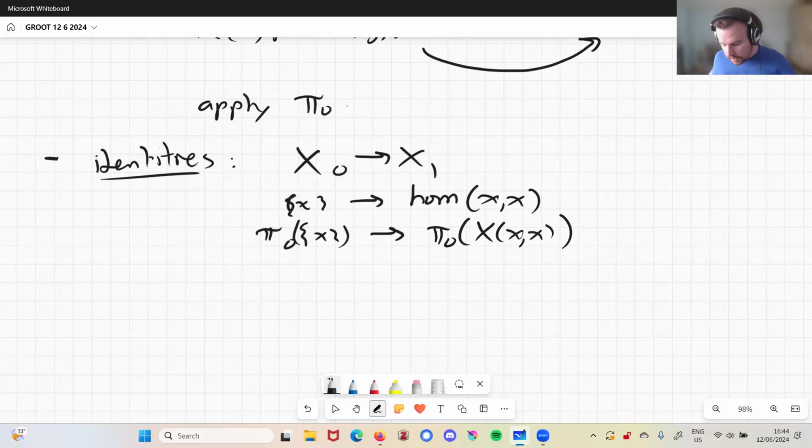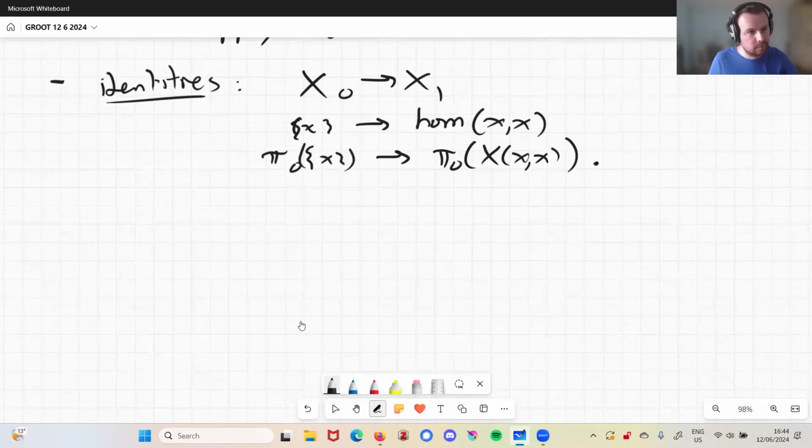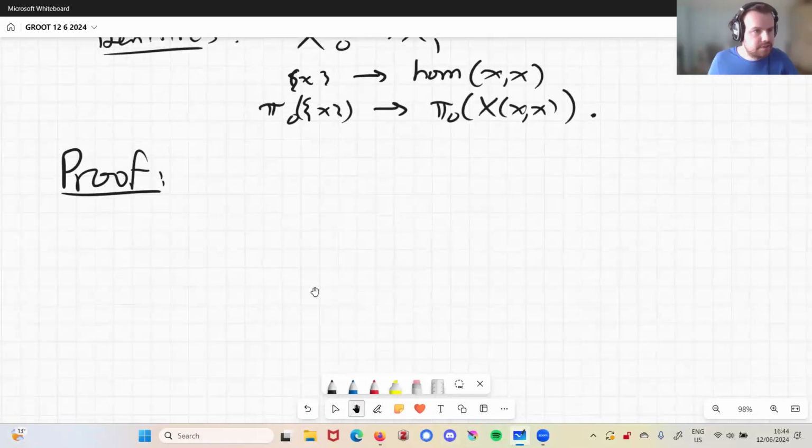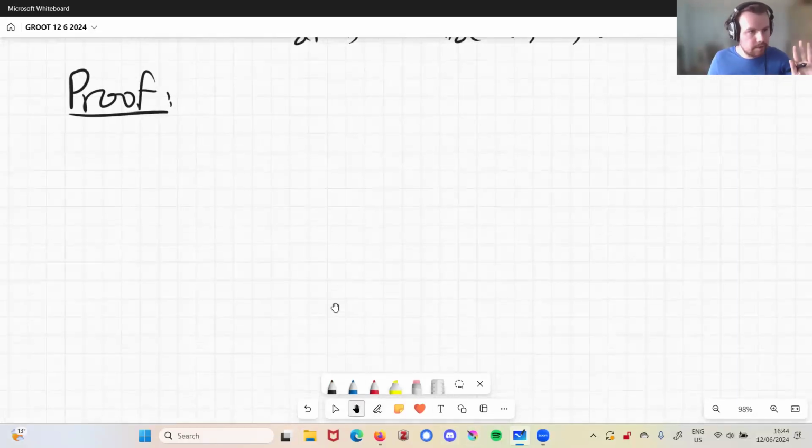Okay. So I claim that all of this data is sufficient to obtain a category. The objects, morphisms, composition, and identities form a category. We have to prove that. But all I'm going to do today is associativity. I'm not going to talk about unitors today. I just want to show you the techniques, right? So let's do associativity.